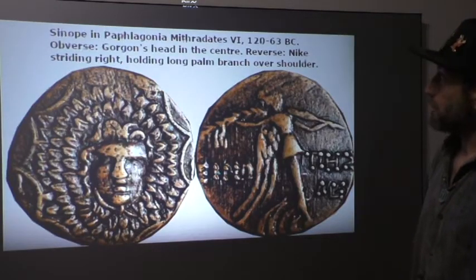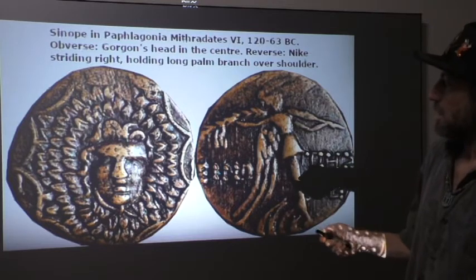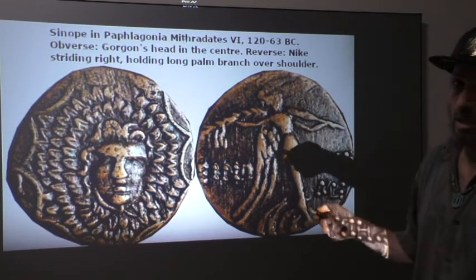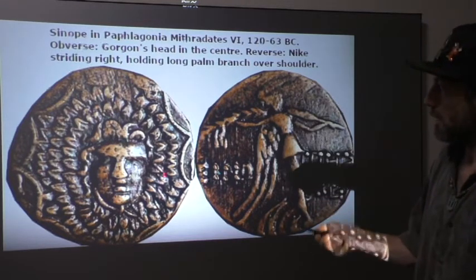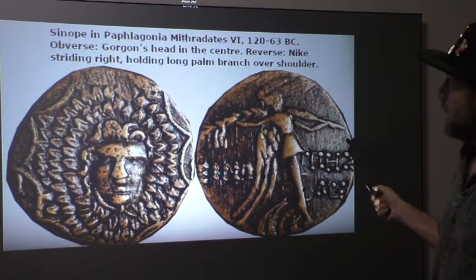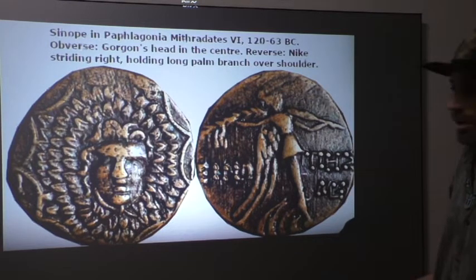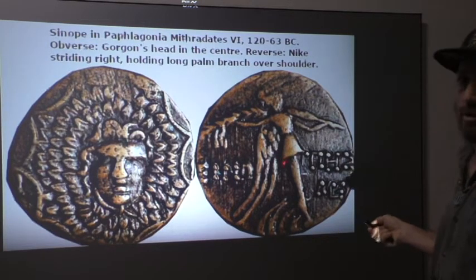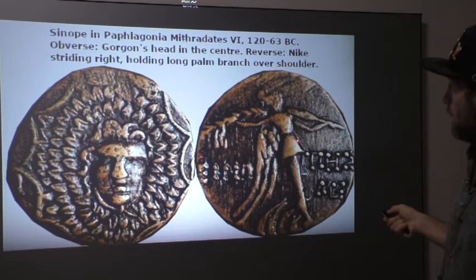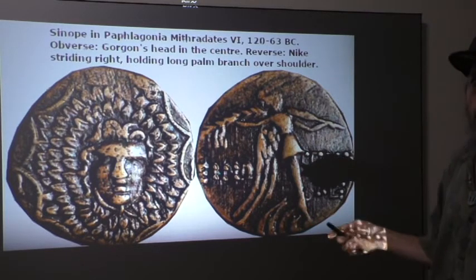Now the coin that I was just showing you with the lion's mane, the face, this one right here is a Gorgon's head. It's described as a Gorgon's head, and that's what this is supposed to be. Right here is Nike striding right, holding a long palm branch over her shoulder. And this is Nike right here, the angel of victory. And here is her mushroom cap, skirt, and her one leg coming up right here. That's a very good example of Nike as a mushroom goddess.